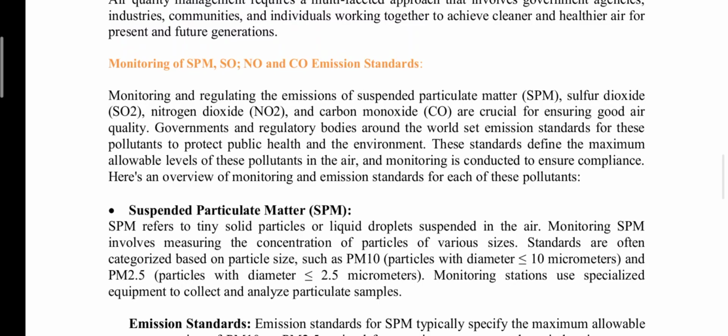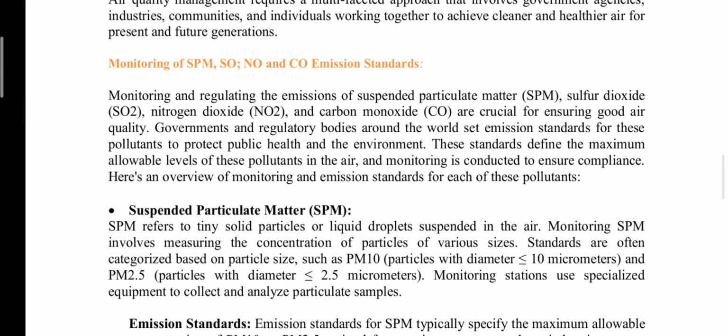Monitoring and regulating the emission of suspended particulate matter, sulfur dioxide, nitrogen dioxide, and carbon monoxide are crucial for ensuring good air quality. The government, policy makers, and regulatory bodies around the world set the emission standards for these pollutants to protect public health and the environment. These standards define the maximum allowable level of these pollutants in the air, and monitoring is conducted to ensure compliance.